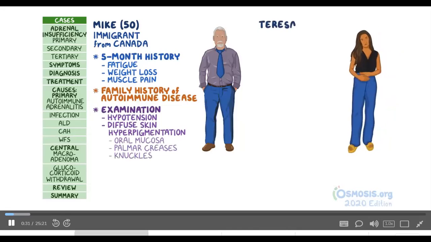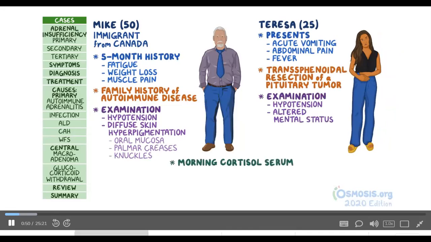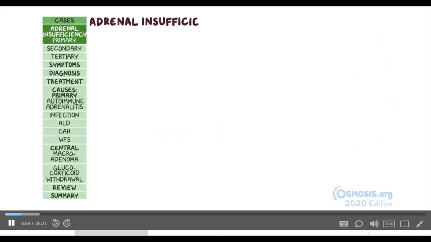Then you see Teresa, a 25-year-old who presents with acute vomiting, abdominal pain, and fever. She was accompanied by her mother, who mentions Teresa recently underwent transsphenoidal resection of a pituitary tumor. Examination reveals severe hypotension and altered mental status. Morning cortisol serum measurements show decreased levels of serum cortisol in both individuals. Both people have adrenal insufficiency, although their symptoms are very different.